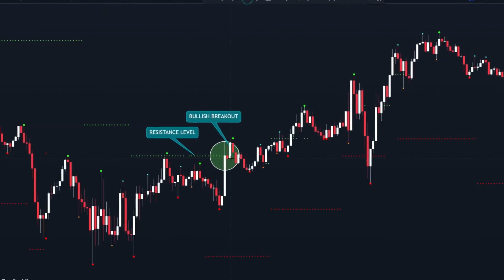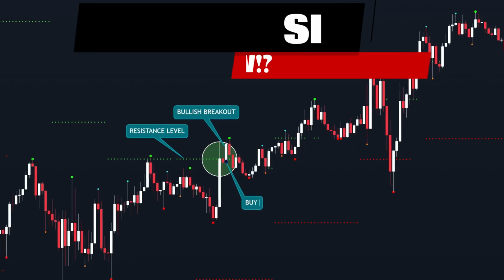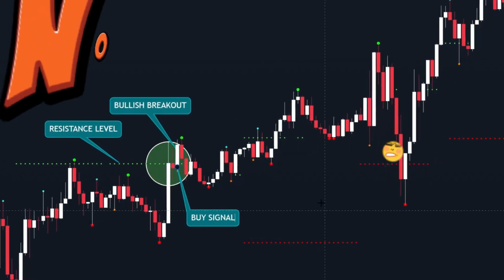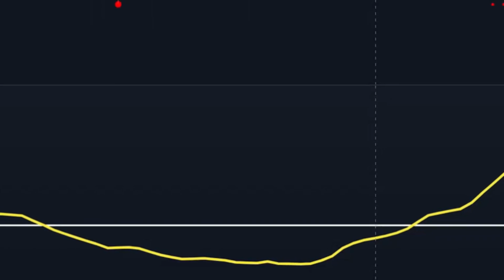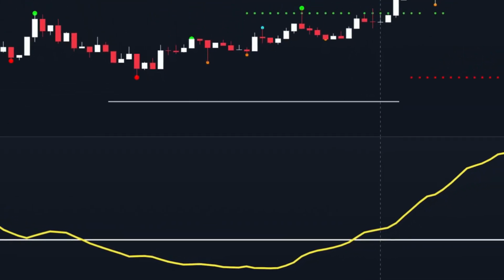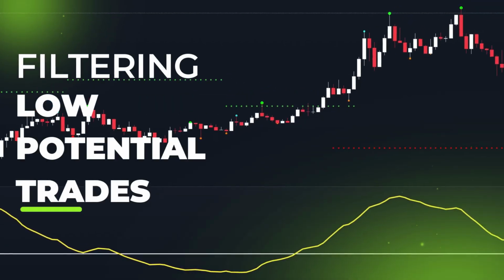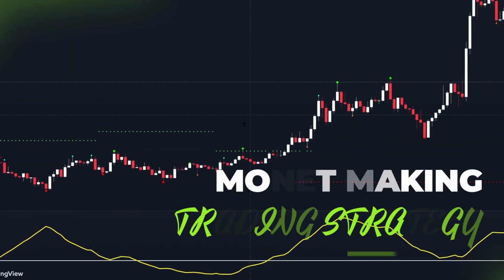Now, you might be wondering, should we just jump on every single one of these signals without any sort of confirmation? Well, the answer is no! We'll use the ADX indicator to confirm or reject these signals. This helps us filter out any low potential trade, keeping our trading strategy as effective as possible.